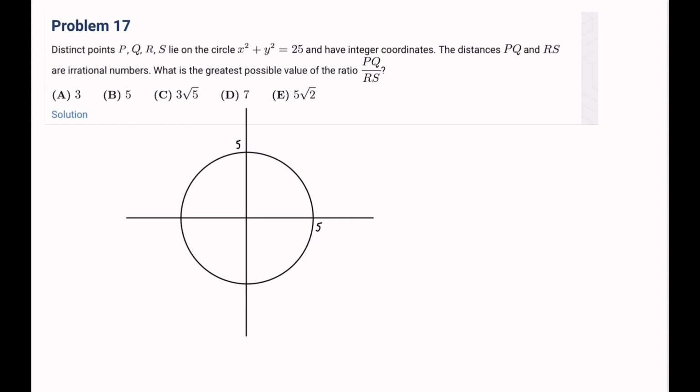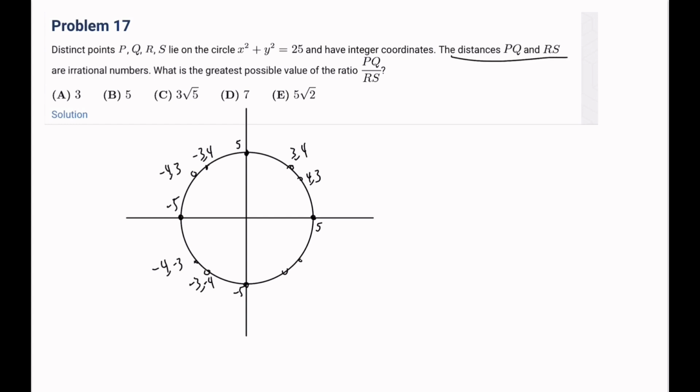Other than the corner points 5 and -5, the only integer coordinates that we have are over here and over here and over here and over here. It's (4, 3), (3, 4), (-4, 3), (-3, 4), and this is (-3, -4), (-4, -3), and so on, right? And so what is the greatest possible value of PQ over RS?